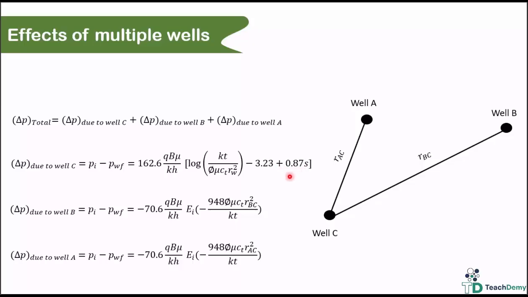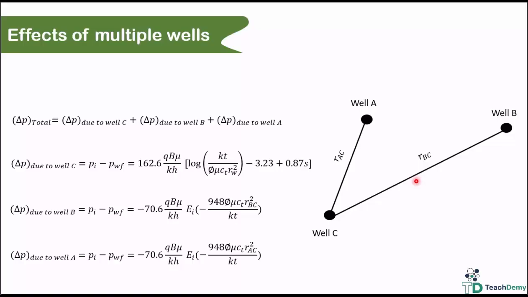0.87 S. The pressure drop caused by wells B and A on well C is expressed as delta pressure contribution from wells B and A equals negative 70.6 Q mu B divided by Kh times Ei of negative 948 phi mu Ct RBC or RAC squared over Kt.